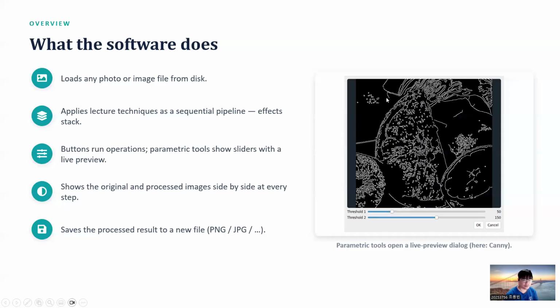So at a high level, the software does five things. It loads any photo or image file. It applies operations as a sequential pipeline, so each new operation builds on the previous result instead of starting over. Each operation is a button, and the parametric ones open a dialog with sliders and a live preview. I can undo or reset at any time. It always displays the original next to the current result, and it saves the final image to a new file. The right one is one of those live preview dialogs. Here, you can see edge detection with its two threshold sliders.